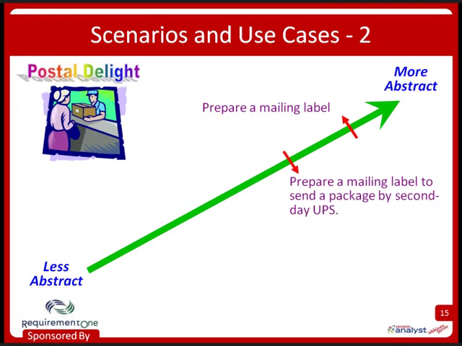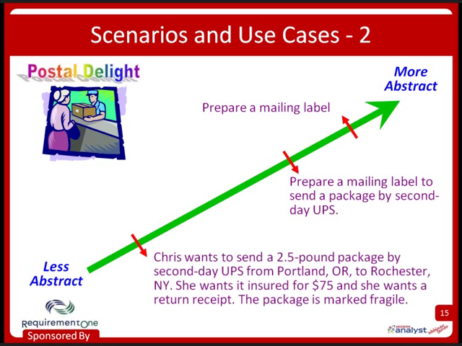Now, a slightly less abstract scenario would cover a specific shipping method. I want to prepare a mailing label to send a package by second-day UPS. And an even more specific scenario would be a little story about a particular customer with a particular need. Chris wants to send a 2.5-pound package by second-day UPS from Portland, Oregon to Rochester, New York. She wants it insured for $75, and she wants a return receipt. The package is marked fragile.